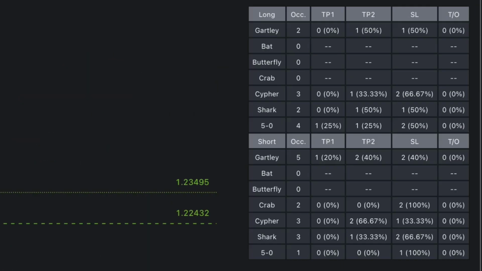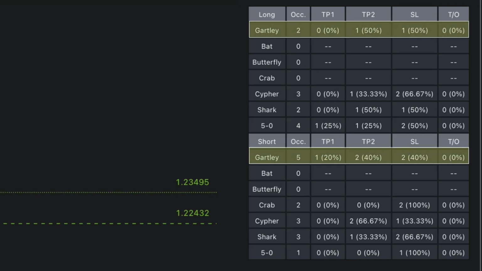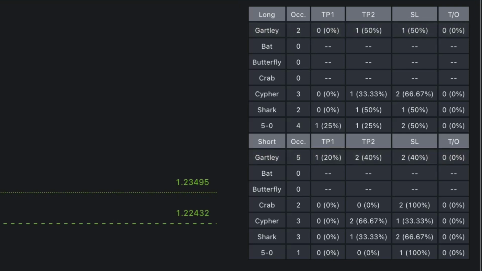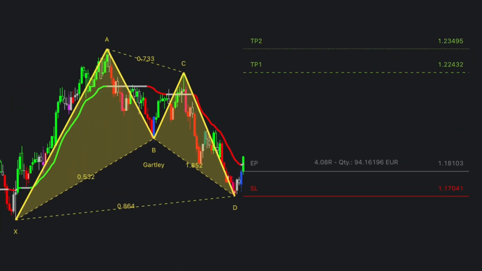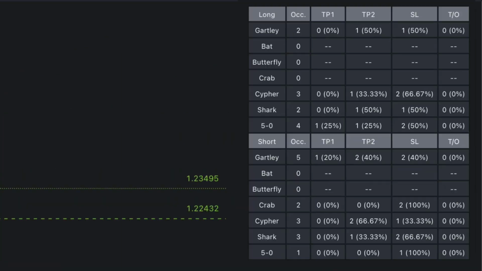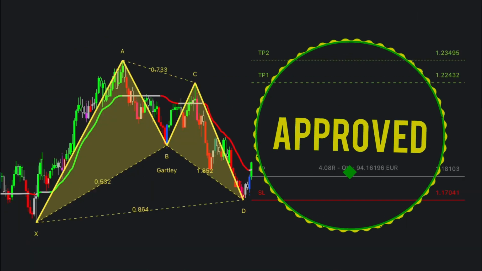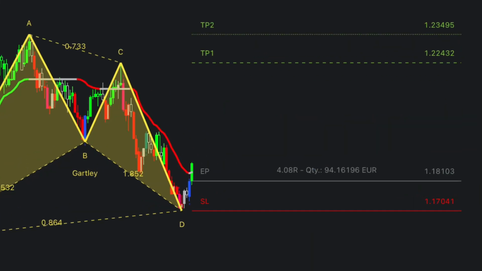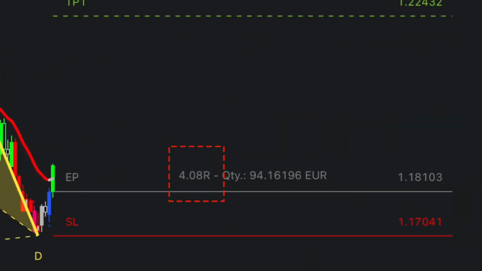Looking at the pattern statistics, 1 out of 2 bullish godly patterns reached their second target. Taking into account both bullish and bearish patterns, 4 out of 7 godly patterns successfully reached their targets, indicating a positive trend. 3 of them even reached their second target. Given the high risk-reward ratios associated with these patterns, this statistic serves to further confirm the breakout. With a high risk-reward ratio of 4.08, this pattern shows strong potential.